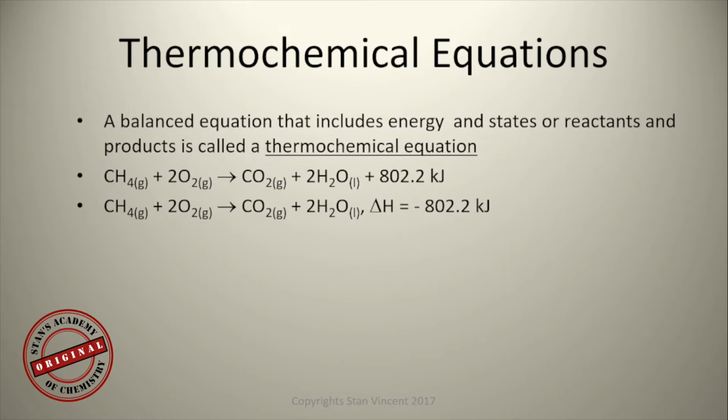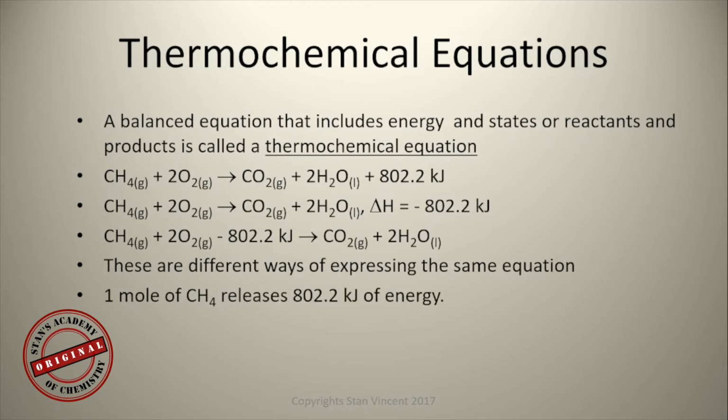And the third method is a possibility, though we don't do that frequently. We write the energy term along with the reactants. So we are taking away 802.2 kilojoules. In that case, the equation would be CH4 plus 2O2 minus 802.2 kilojoules gives you CO2 plus 2H2O. All three equations represent the same reaction and they are all considered to be right. Or we can say 1 mole of methane releases 802.2 kilojoules of energy when it undergoes complete combustion.